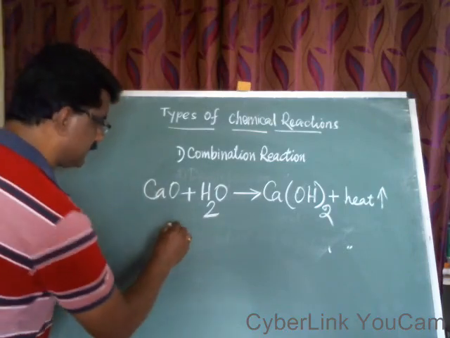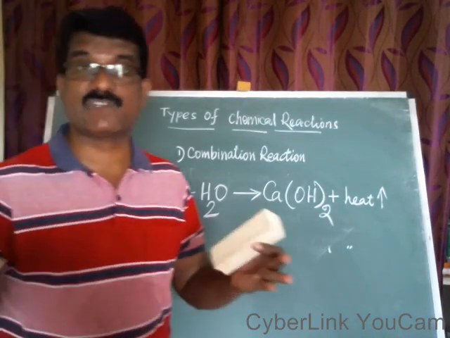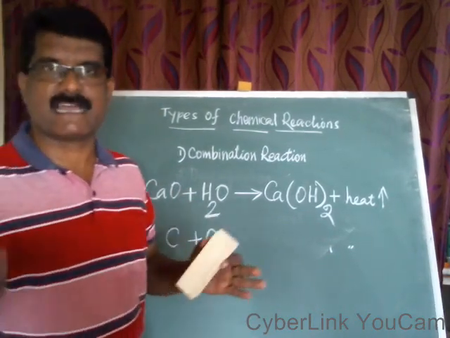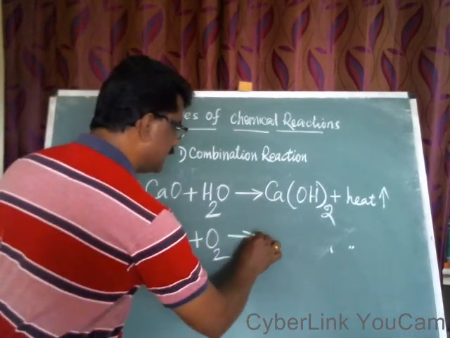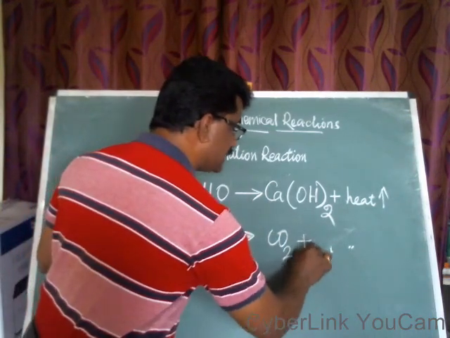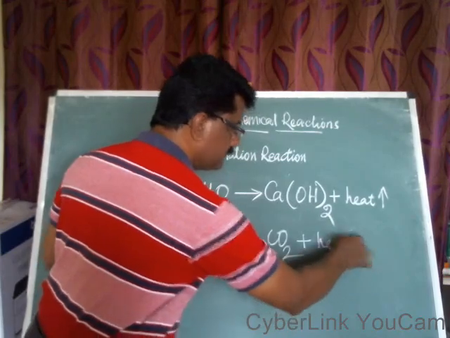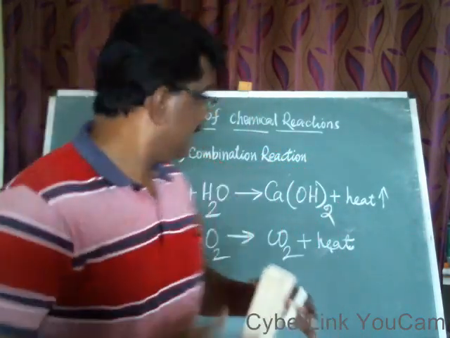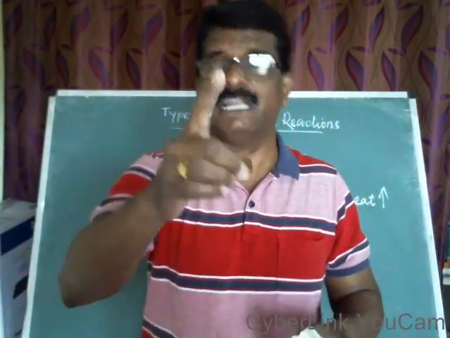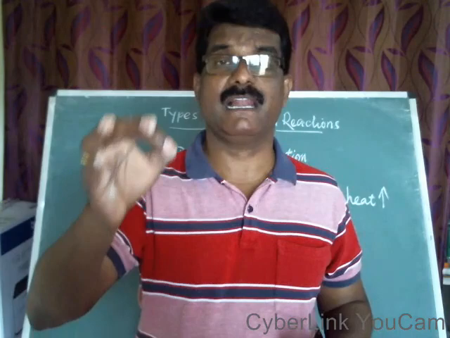Another simple example: carbon is coal. When coal is burned with oxygen, C plus O2, we will get carbon dioxide. Carbon dioxide gas will come out along with the release of heat energy. So this is another example for combination reaction. So what do you mean by combination reaction? A chemical reaction in which reactants combine together to form a single product is known as combination reaction, or we can say chemical combination.